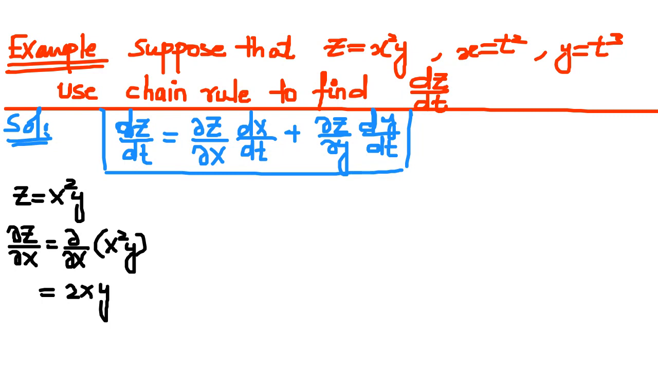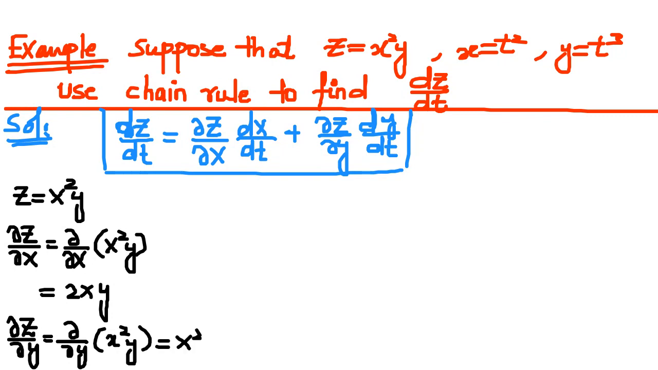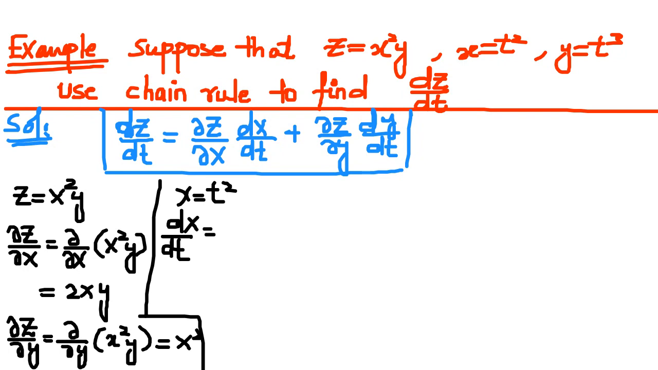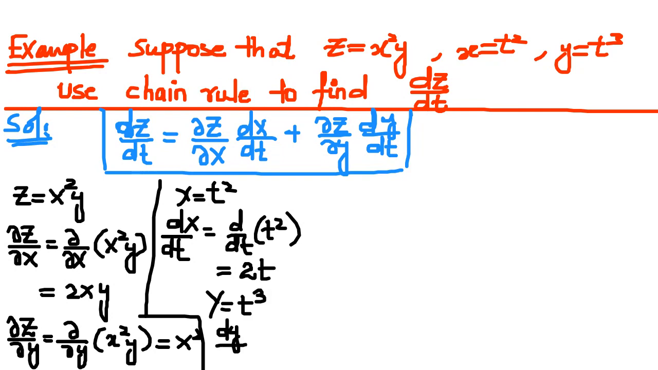Then what is the partial derivative of z with respect to y? Partial of x square y with respect to y, x square only. Yes. So that is equal to x square. Now x is given, which is equal to t square. What is the derivative of x, which is t square? That is equal to 2t. Y is given, which is equal to t power 3. So what is the derivative dy over dt?